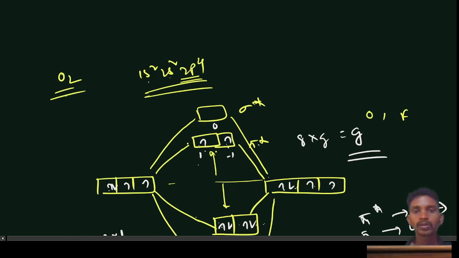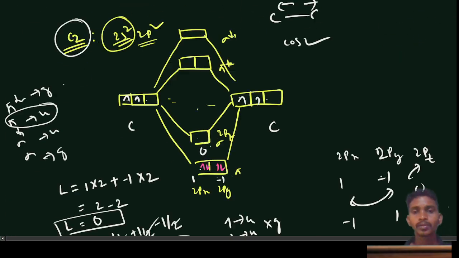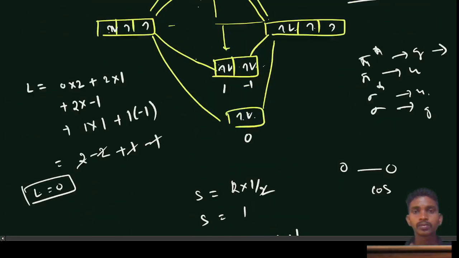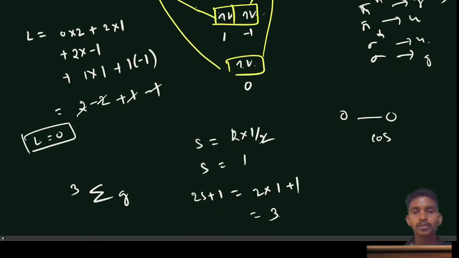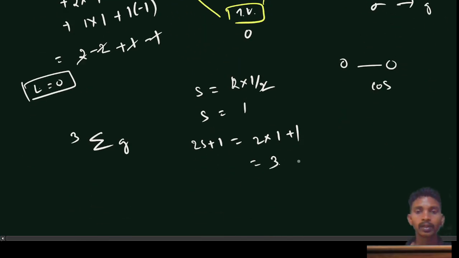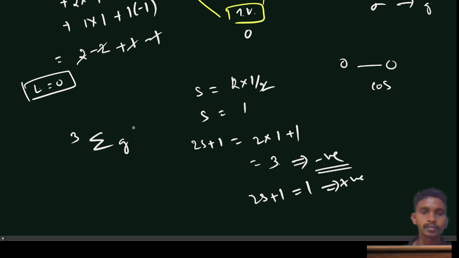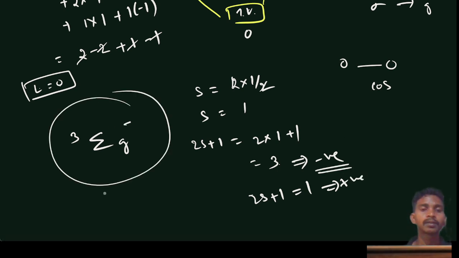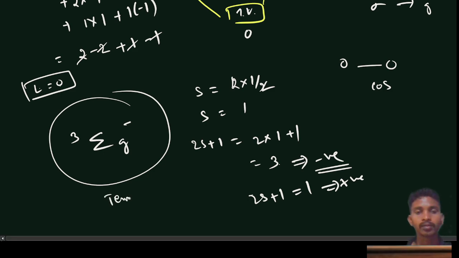And now we look at whether it is positive or negative. So for positive or negative, what will we look at? 2S plus 1. Okay, so if 2S plus 1 is 3, then this is negative. If 2S plus 1 is 1, that is positive. So this is 3, so negative will come. So this is the symbol.